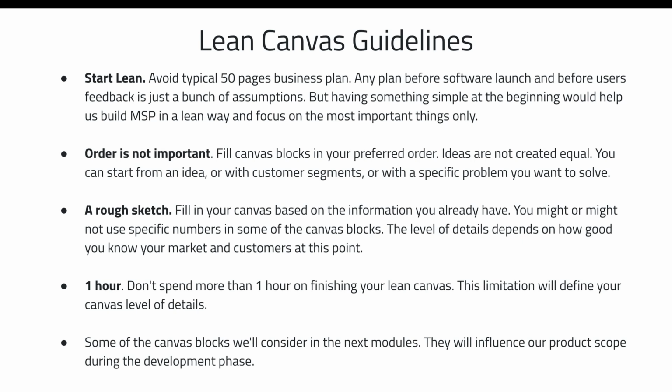Rule number 2. Order is not important. There are no specific best practices in which order to go over lean canvas blocks. New ideas are not created equally. Sometimes you can generate a new at random idea and then go to the market and see if it makes sense. Other times you might come up with your new idea only after talking to a specific customer segment. Or you might already have a solution and want to check if that is something viable. So now you go out and start talking to people and trying to sell your solution. So pick whatever order you want and fill in your canvas.